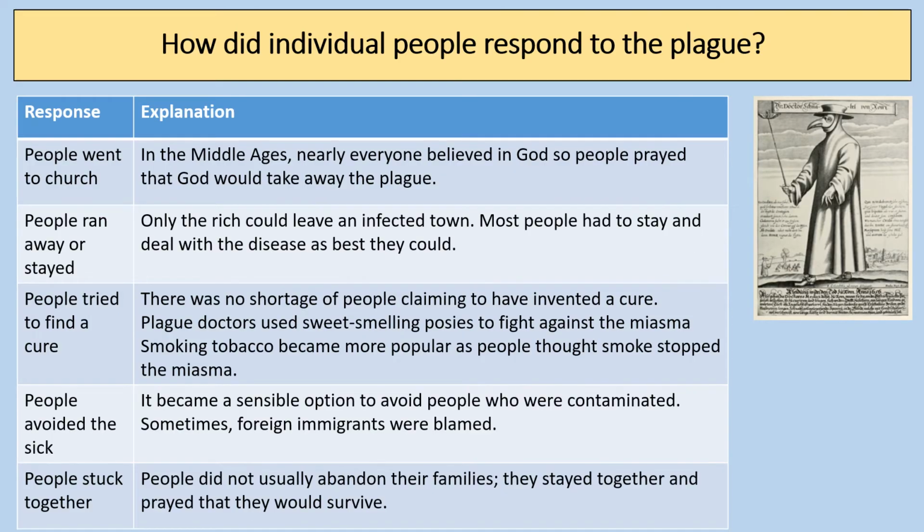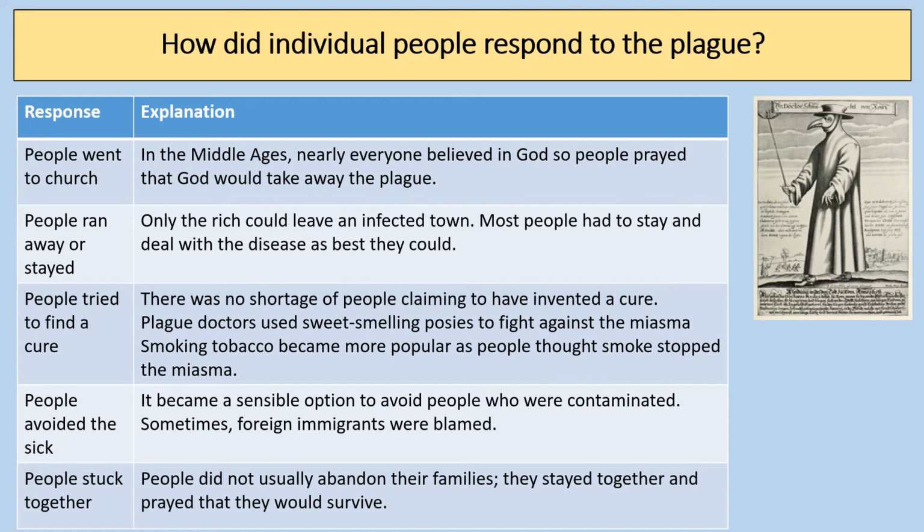Of course, individual people respond to the plague in different ways as well. So just like in the Middle Ages, people went to church to pray. Many people ran away or they stayed. There's a bit of diversity here between rich and poor, so only the rich could actually probably afford to leave an infected town. Most people had to stay and actually deal with the disease as best they could themselves.